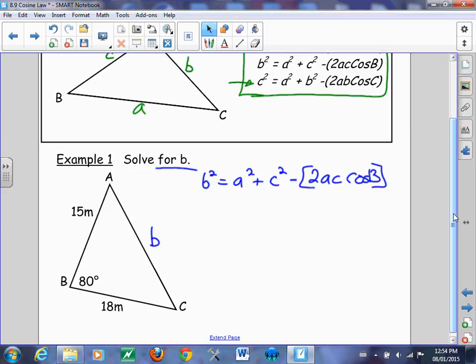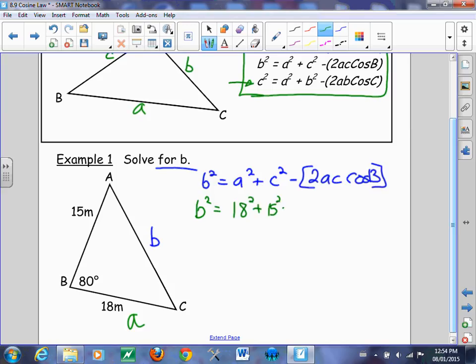Okay, so let's sub in what we know. B squared is what we're going to find. So A, folks, remember A is down here. Okay, so A is 18 squared plus C, which is 15 squared. Subtract 2 times A, which is 18, times 15, times the cos of the given angle, which is 80 degrees.